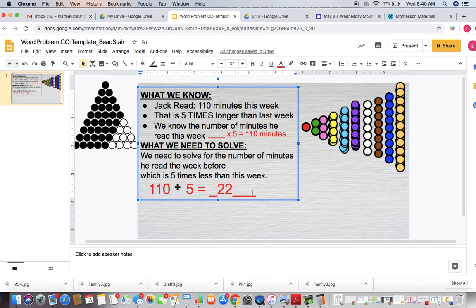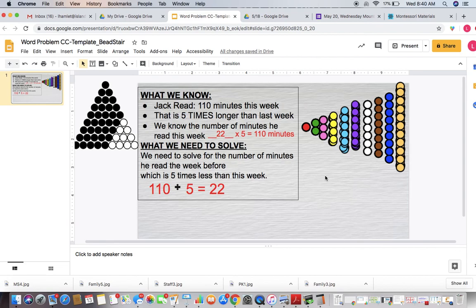So last week, he read for 22 minutes, and this week he read 5 times longer, which is 110 minutes. So now we have solved our equation. The answer is last week, Jack read 22 minutes.